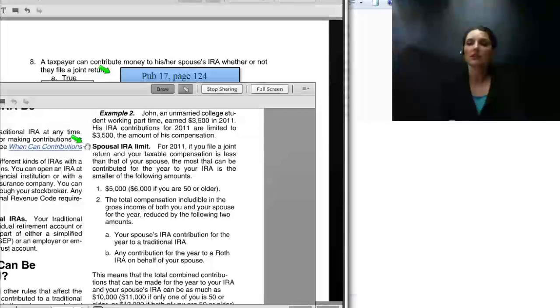So it can be difficult to extrapolate sometimes the facts and the meanings from those situations, but you do need to file a joint return in order to contribute to your spouse's IRA, is the bottom line.